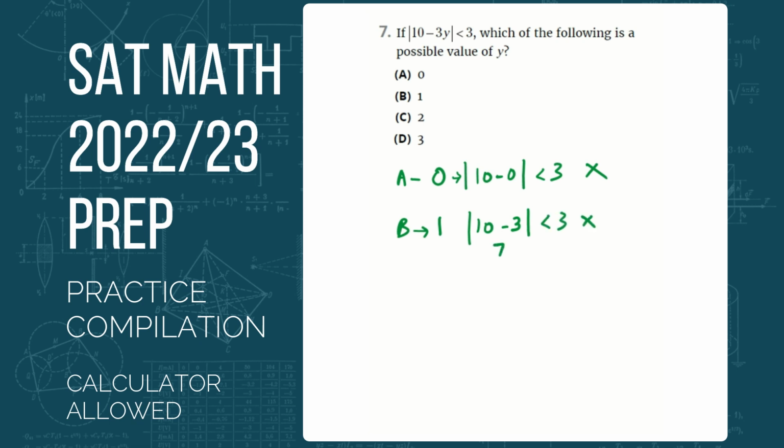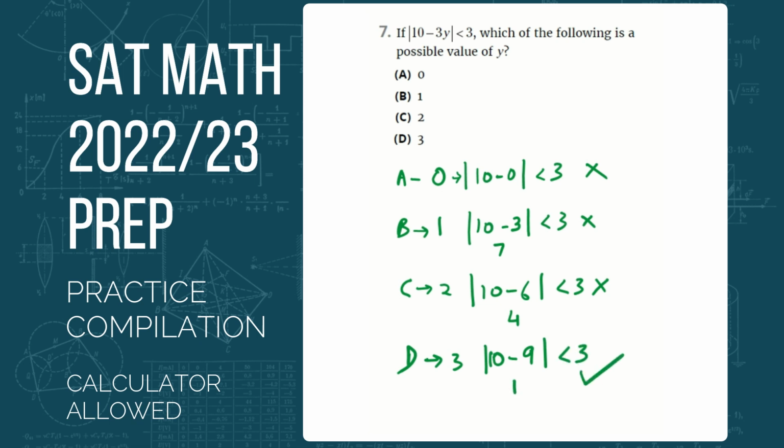No. Then C, you plug in 2. 10 minus 3 twos, which is 6, gives me 4. Is it less than 3? No. And D, let's plug in 3. 10 minus 9. The absolute value of that will be 1. Is it less than 3? Yes, 1 is less than 3. So the answer is D, 3.